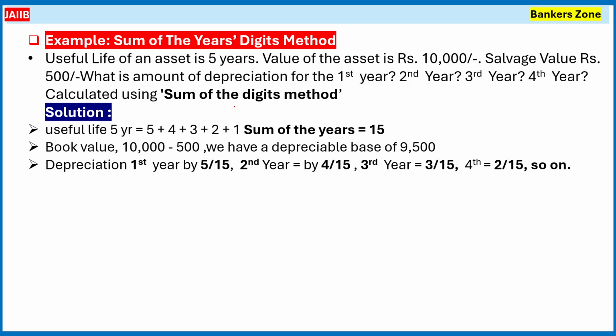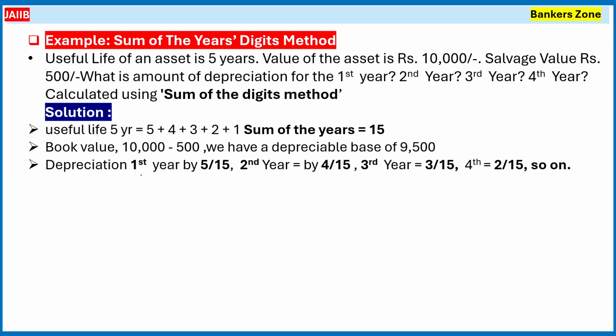Very simple. Now what is book value? We have to calculate the depreciable amount. Okay, 10,000 is the purchase price, 500 is the salvage value. So 10,000 minus 500, the depreciable base will be 9,500. Okay, now we have to calculate depreciation for the first year.